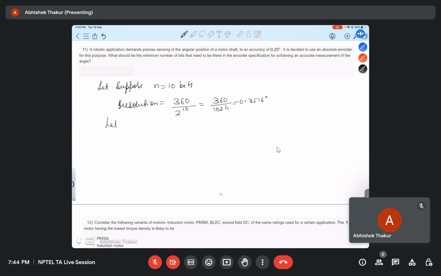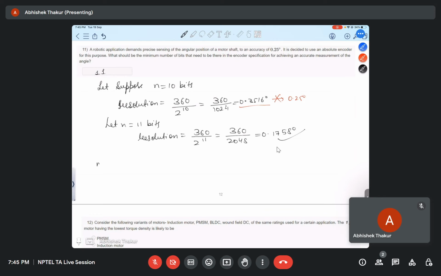So with this resolution, we cannot measure 0.25 degree, because it will overshoot the value of 0.25 degree. Now let's suppose n is equal to 11. So resolution is equal to 360 by 2 to the power of 11. So it will become 360 by 2048. So this will become 0.1758 degree. So with this resolution, we can measure 0.25 degree. So the number of bits will be 11.